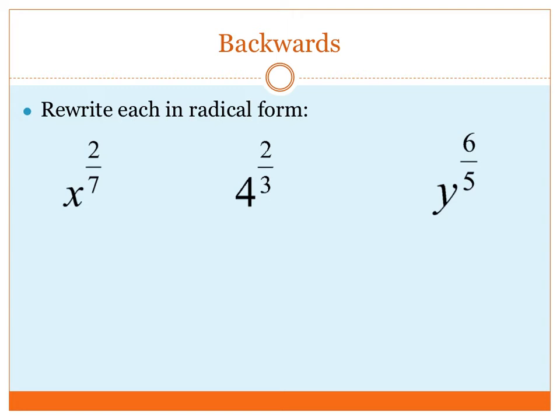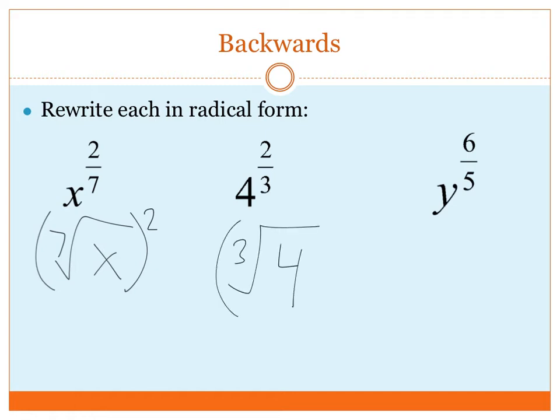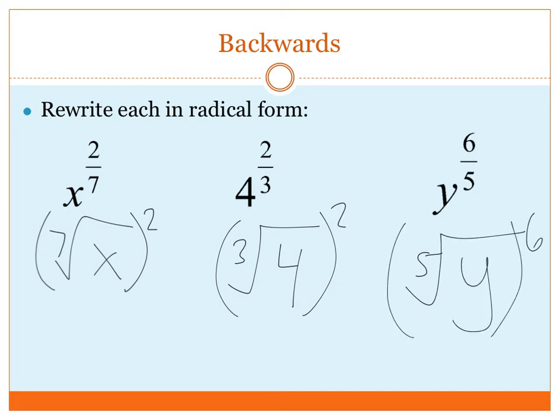So let's write each one of these in radical form now. Remember, the denominator is the root. This guy's our exponent. So we have the 7th root of x squared. Try the next couple. Pause it, and then replay. Alright, now that you've tried them, let's rewrite them. Well, I'm going to have the cube root of 4 squared. And the last one, we're going to have the 5th root of y to the 6th. Woo! That's fun. I love this stuff.